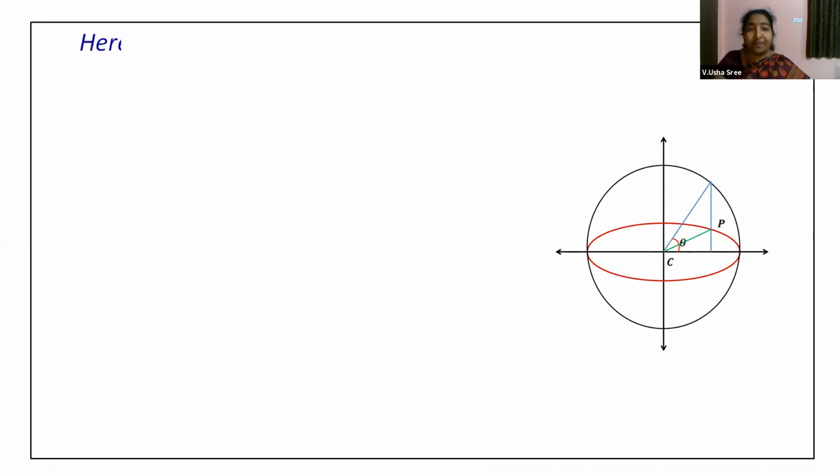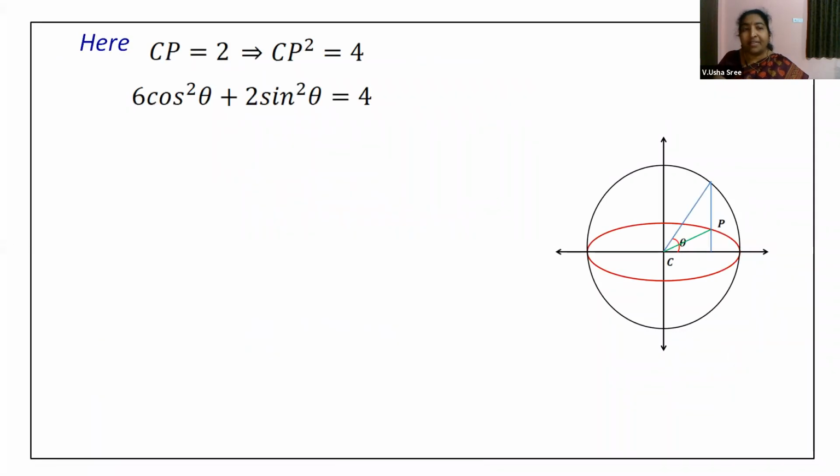We got CP is equal to 2. That means CP square, can we write it as 4? Yes, right? So CP, what is C? 0, 0. What is P? Root 6 cos theta, root 2 sin theta. Then CP square by distance formula, if you simplify, you will get 6 cos square theta plus 2 sin square theta is equal to 4.